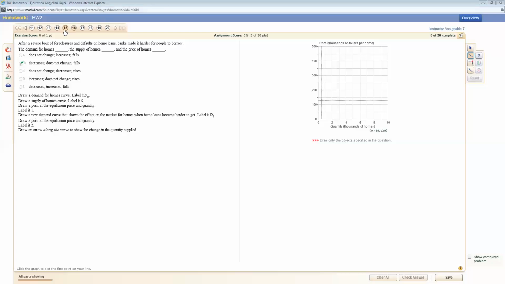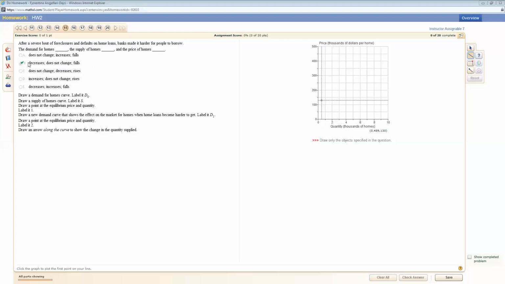So question 15 on homework 2 is first asking you that after foreclosures have affected the demand for loans and ultimately the demand for homes, the first part of the question asks what would happen to the demand for homes, which would be a decrease, and the supply of homes would normally stay unchanged, and what would happen to the price of homes. So with a decrease in demand and no change in supply, typically the equilibrium price would fall.